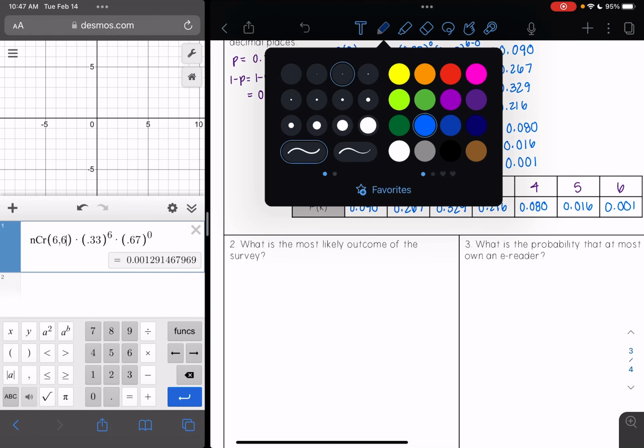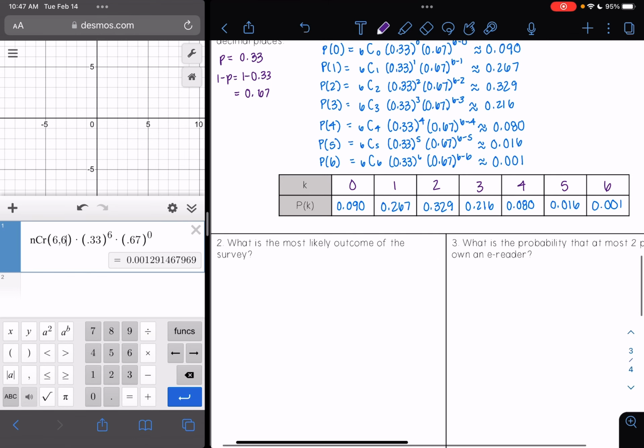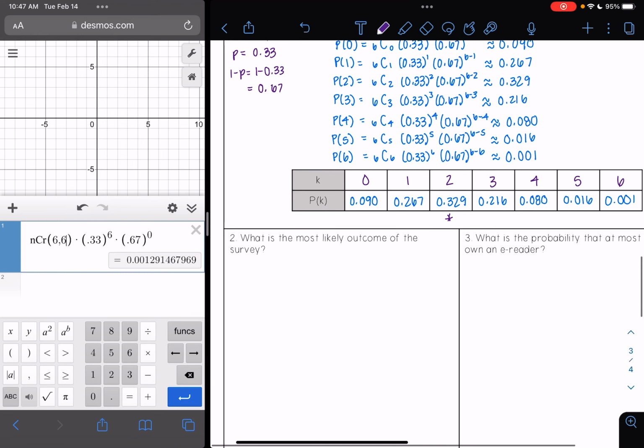And now let's answer some questions based on our distribution here. So first, what is the most likely outcome of the survey? The most likely outcome of the survey is the value of k for which the probability of k is greatest. And we see that it is greatest when k is equal to 2. And so that means the most likely outcome is that 2 of the 6 people own an e-reader, because the probability of 2 is the greatest.